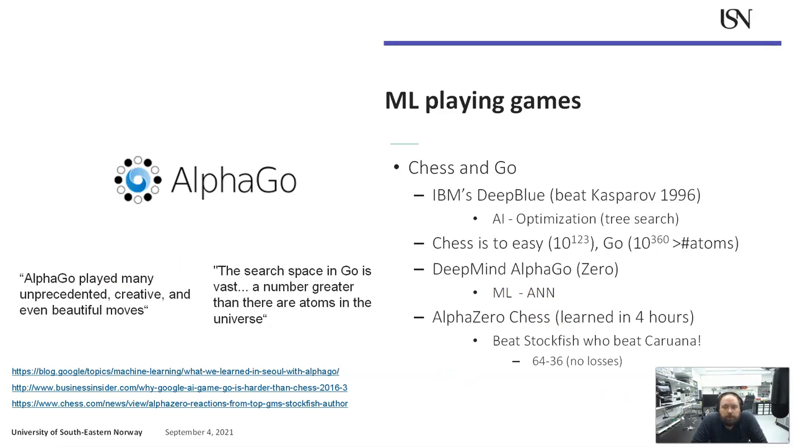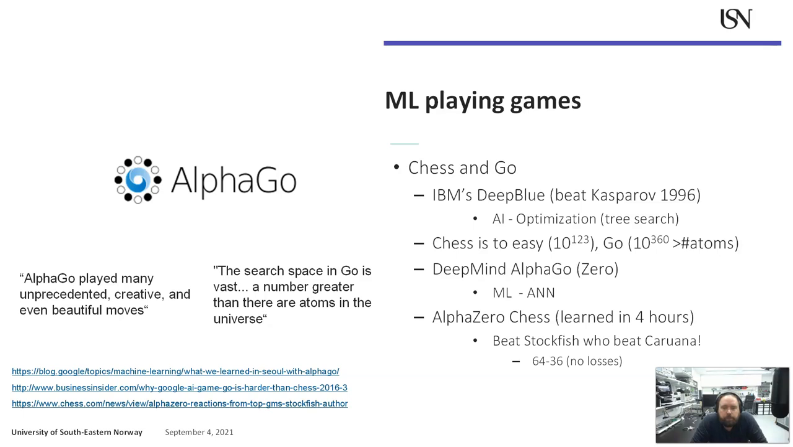Maybe some of you are familiar with this story, that they played the world champion and they eventually won. It was quoted after that match that AlphaGo played many unprecedented, creative, even beautiful moves in Go. And the guy who actually played this computer said that it was like playing an alien, because the computer didn't think like any human he had ever played against.